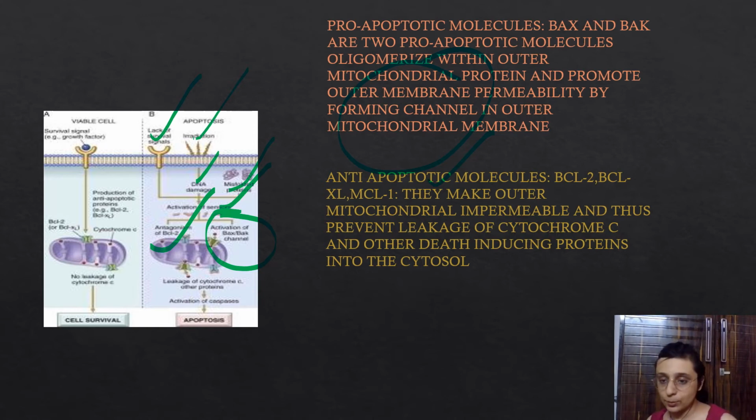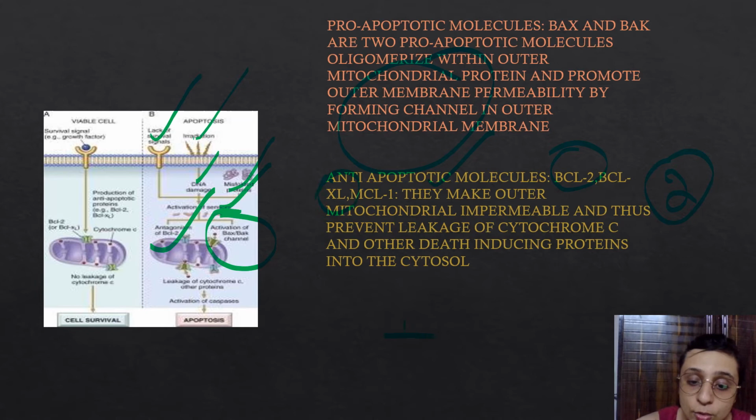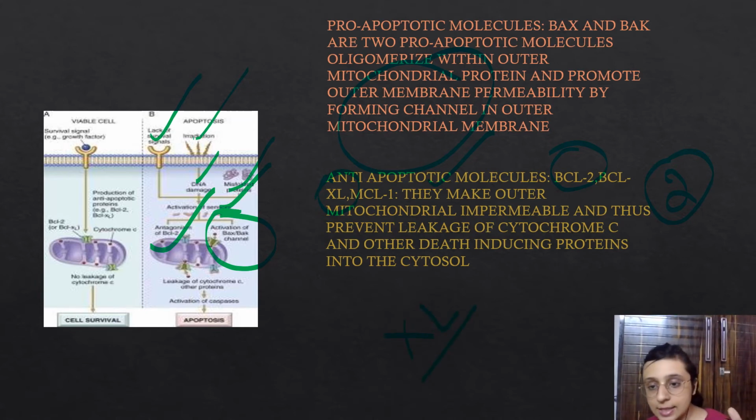So there is a very simple mnemonic, if you can remember, BCl2. As the name suggests, 2 means you are doubling something. Similarly, XL means you are increasing the size. XL is a larger size, 2 is doubling the amount. So these two things, BCl2 and BClXL, want to increase the cell size, right? So they will inhibit apoptosis. That means you do not want the cell to undergo apoptosis. So the anti-apoptotic molecules mnemonic is BCl2 and BClXL. They will increase the size, they will double the size and thus inhibit apoptosis.